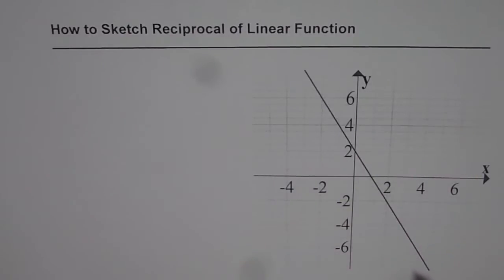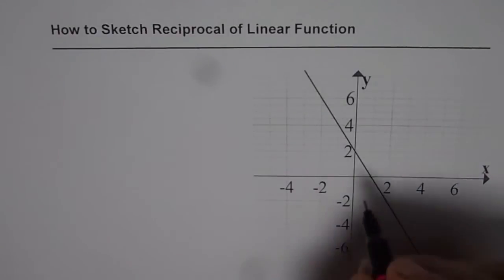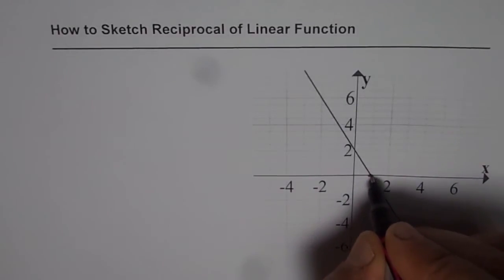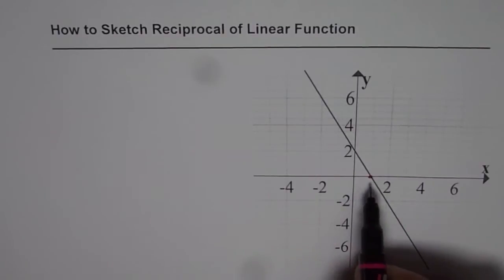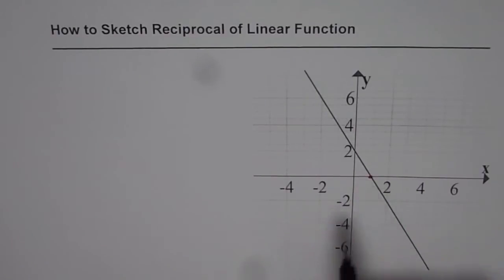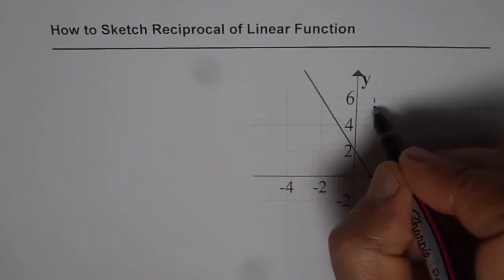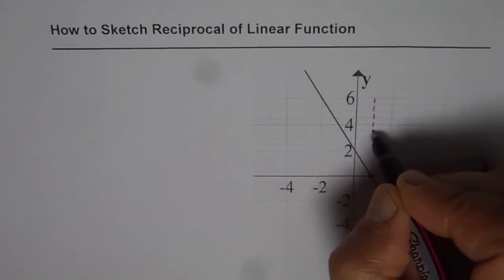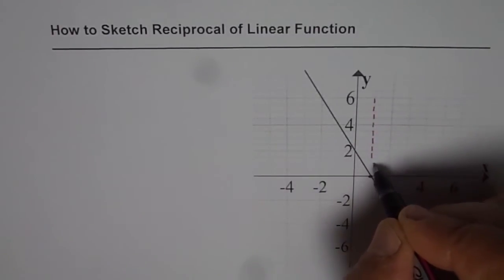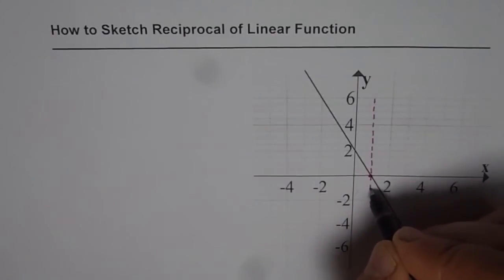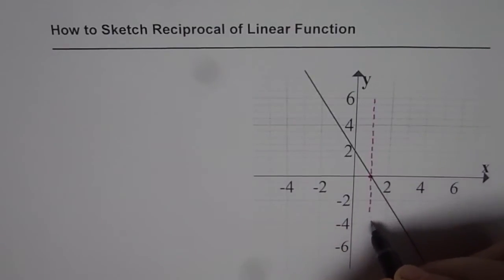Look at the function. Here this function is linear, a straight line. Then get to the x-intercept. Now the x-intercept is a point where the value of the function is 0. What is reciprocal of 0? 1 over 0. That is not defined, so we will have a vertical asymptote at this point for the reciprocal function. Right? So the reciprocal function will have a vertical asymptote wherever the function has a 0.